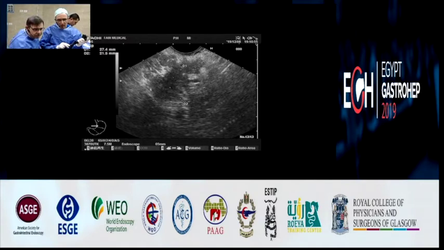Probably the diagnosis is autoimmune pancreatitis, because the aspect is not that of adenocarcinoma, not that of neuroendocrine tumor, because it's irregular.